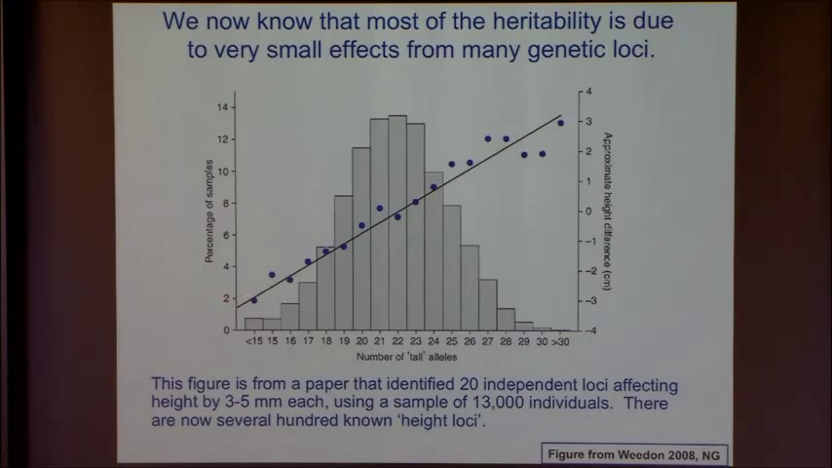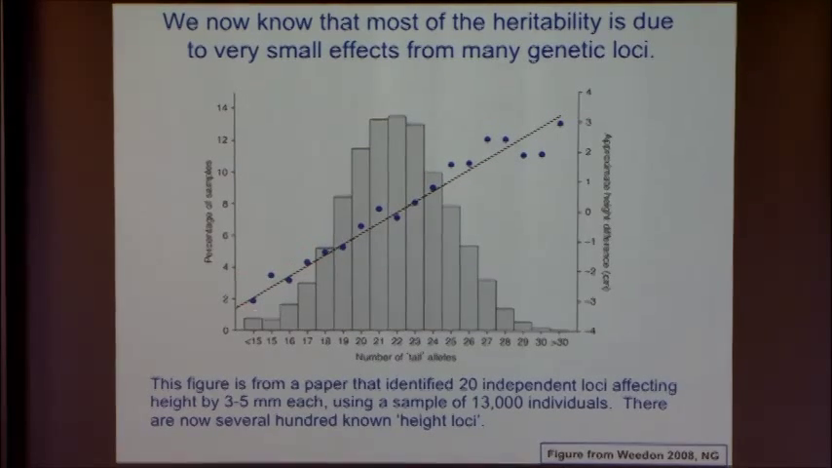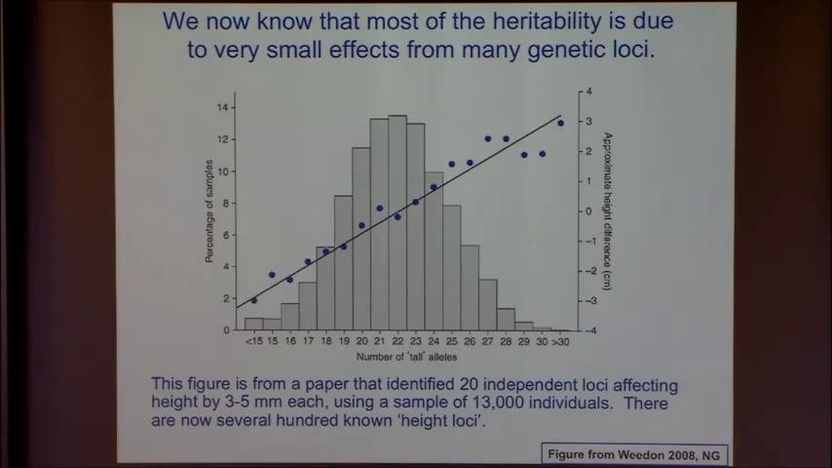Here's a relatively old plot now from a paper from 2008, but I think it's quite a nice plot, which shows, in this study, they identified 20 different loci, where for each of these loci there's a SNP that influences height by on the order of 3 to 5 millimeters each. So you can classify the alleles at each site in each individual as being a tall allele or a short allele, and if you sum up the number of tall alleles that each individual has, you can predict to some extent what their height is. So using 20 loci, the range between the top predictions and the bottom predictions is about 6 centimeters.